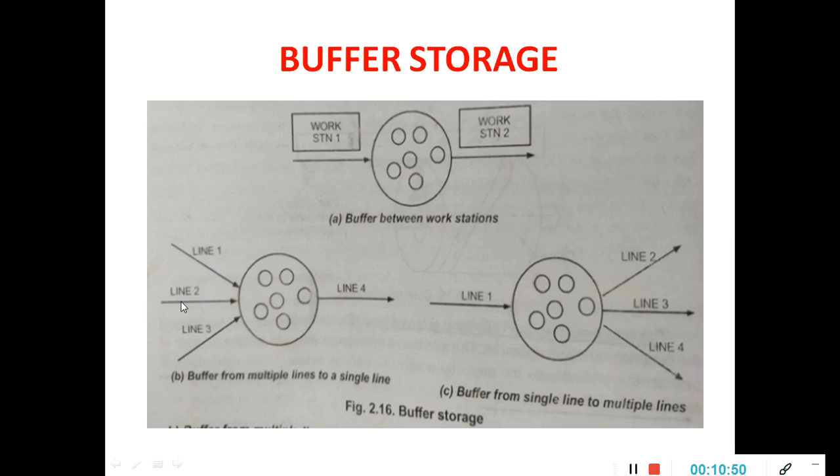The cycle time is very less here. When the cycle time is very less, the components are produced in a large quantity, which should be stored into a buffer, and eventually the components are fed to line number 4, and the process is going to be carried out. Third one is buffer from single line to multiple lines.